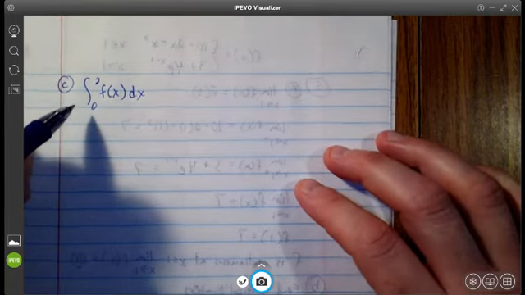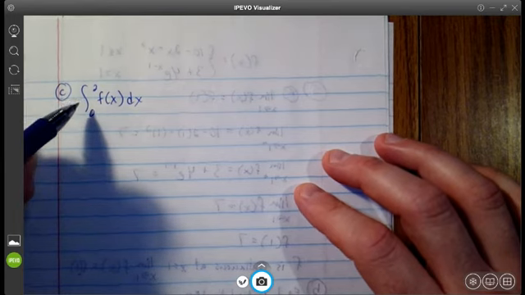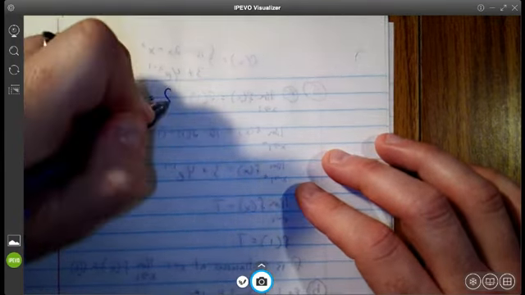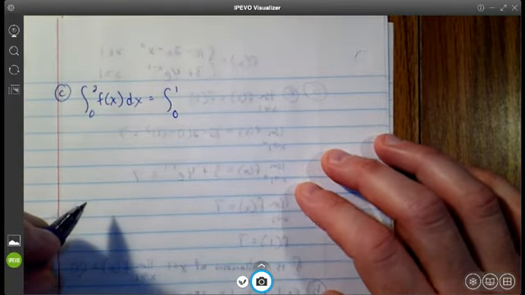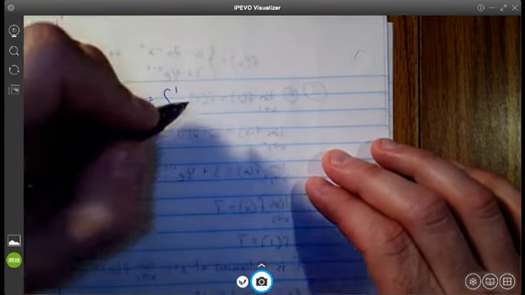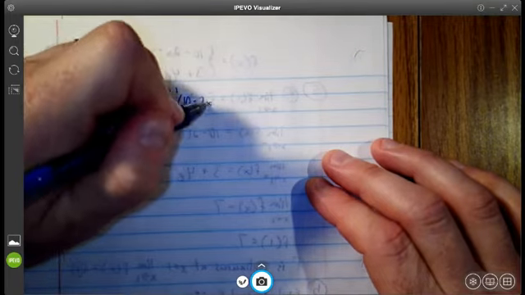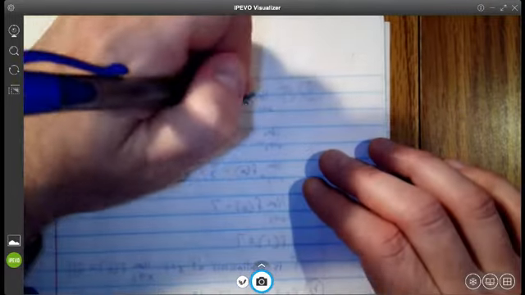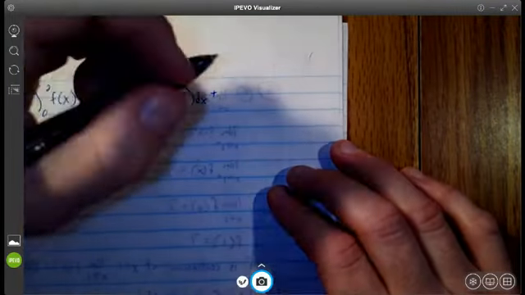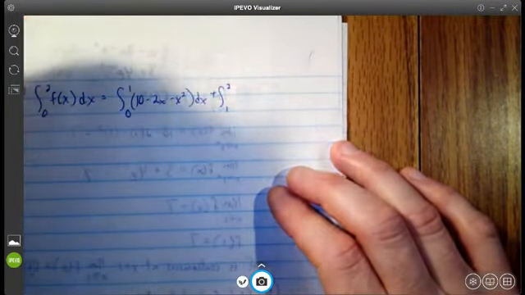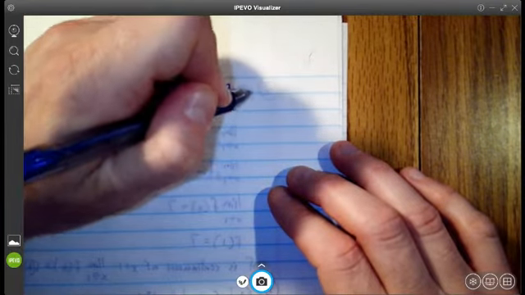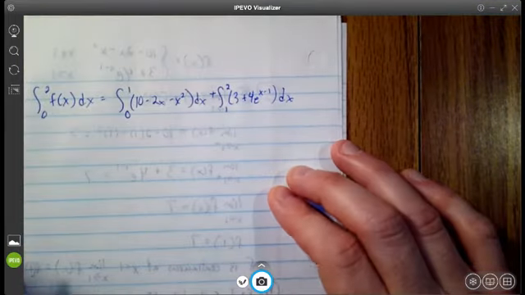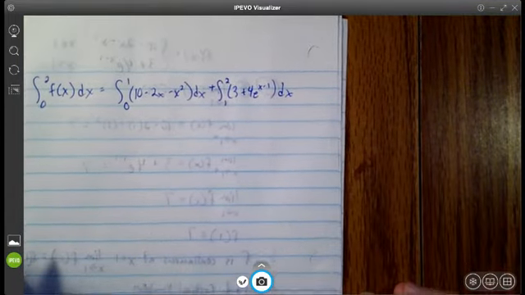We already determined that it was continuous. So basically what I'm going to do is take the integral from 0 to 1 of the piece on the left of 1, which is 10 minus 2x minus x squared, and evaluate that from 0 to 1. Then I'm going to add to it the integral from 1 to 2 of the other piece, which is 3 plus 4e to the x minus 1.